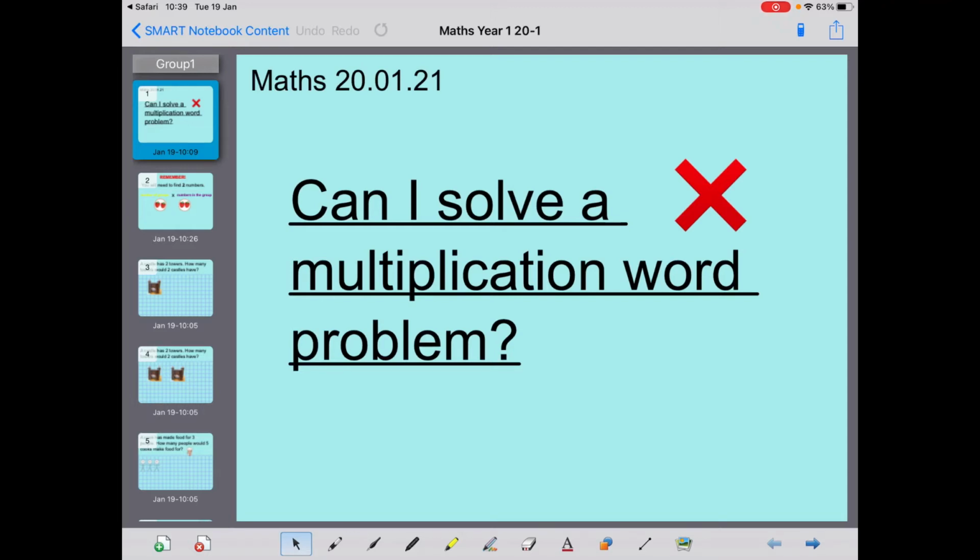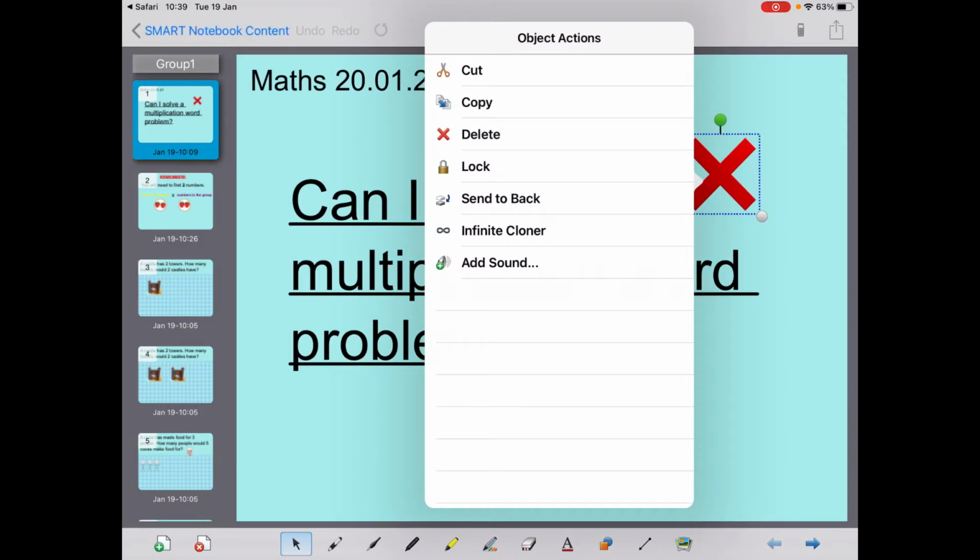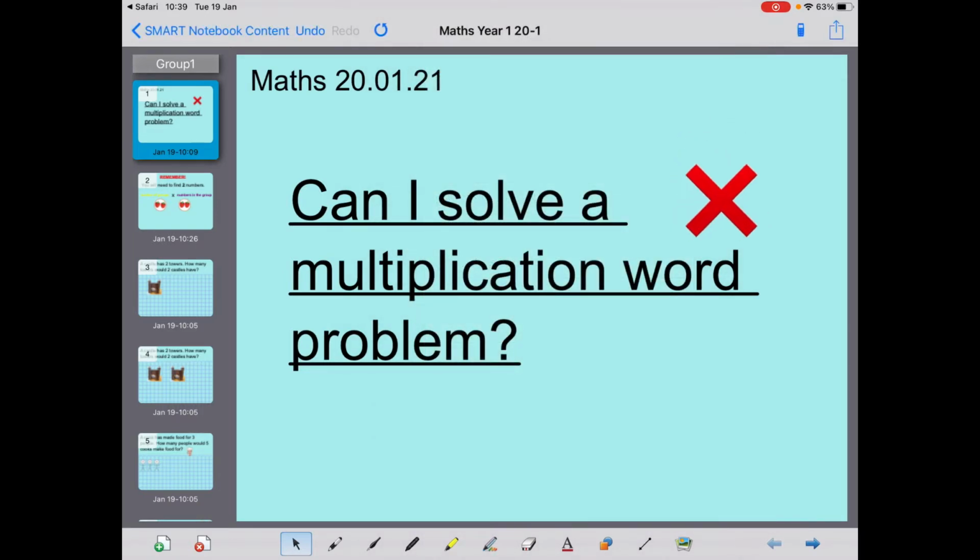Good morning, Year 1. Today we're going to be answering this question: can I solve a multiplication word problem? When we're talking about multiplication, we're talking about this cross sign here. We've been looking at this for the last couple of weeks.